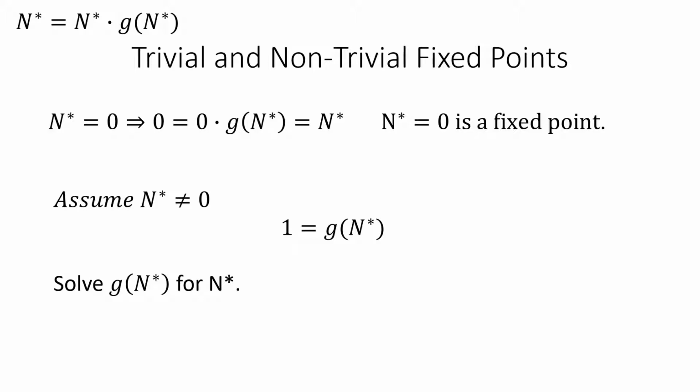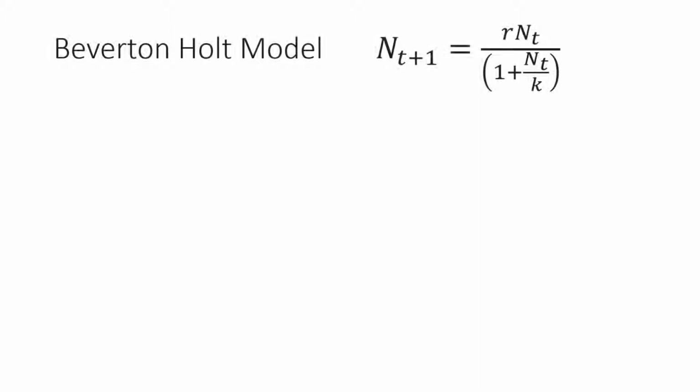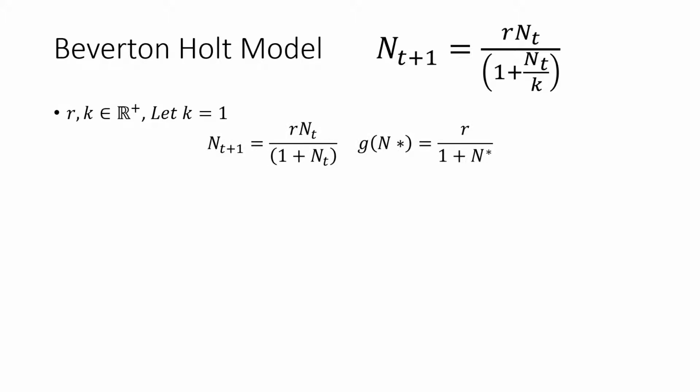In this example, we'll be looking at the Beverton-Holt model, which is given by n_(t+1) is equal to r n_t divided by 1 plus n_t over k, where r and k are positive numbers. For the sake of simplicity, we shall fix k to be equal to 1. This gives us n_(t+1) is equal to r n_t all over 1 plus n_t. This fits our general form of n_(t+1) equals n_t times g of n_t, with g of n_t being given by r over 1 plus n_t.